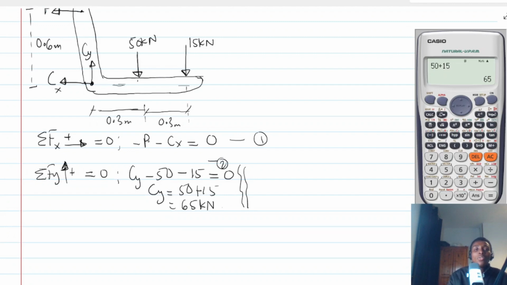But then we need to find another equation which will come from moment. So summation of moment, clockwise is positive, to be 0.